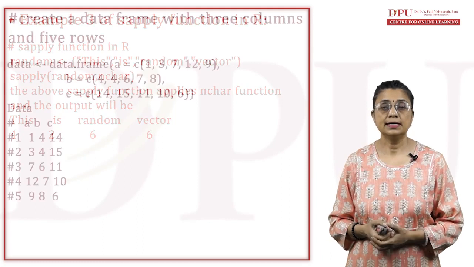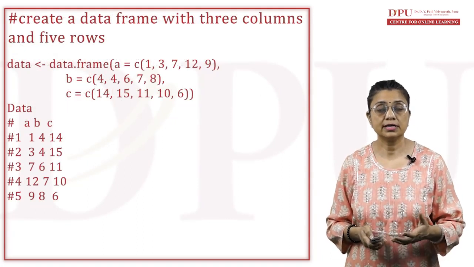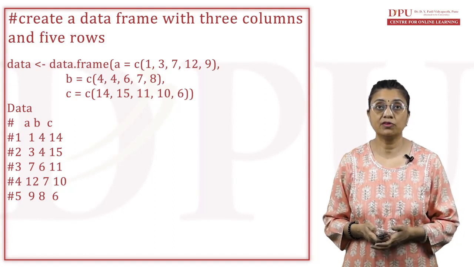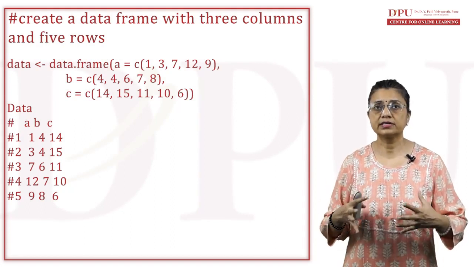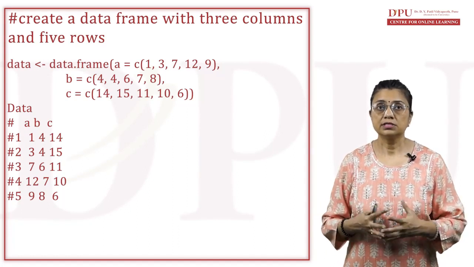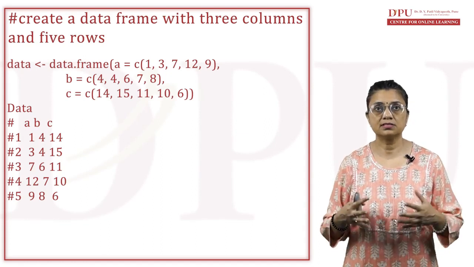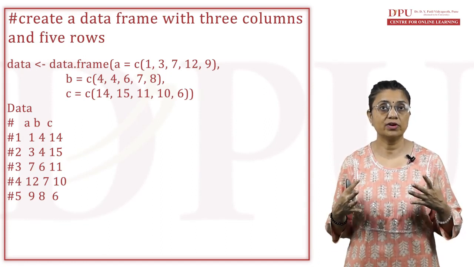Let's have a look at some more examples and understand what all things can be done with the help of the family of apply functions. So let's create a data frame with 3 columns and 5 rows. Now this is a data frame where there are 3 vectors. You can see over here that there is a vector A, vector B and vector C.